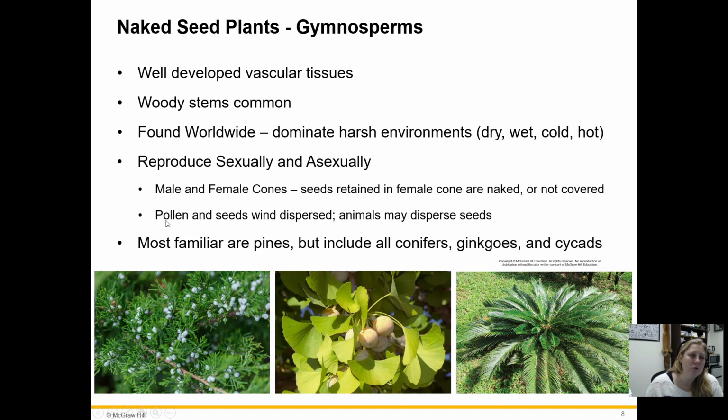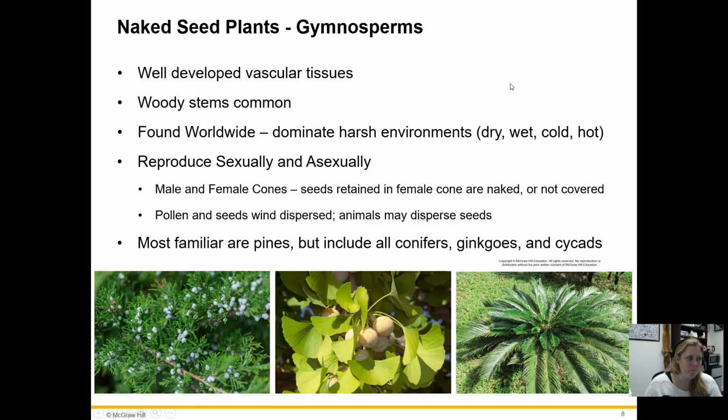And what we do know is that all of these guys, their pollen is wind dispersed. Their seeds are wind dispersed. In some cases, animals may disperse the seeds. Like the ginkgo is sometimes eaten by animals. The junipers, sometimes eaten by animals. But in a lot of cases, the seed is wind dispersed, or commonly here, the squirrels will also take those. They'll take the cones, take them apart, and move the seeds around. But more often than not, seed and pollen is wind dispersed.